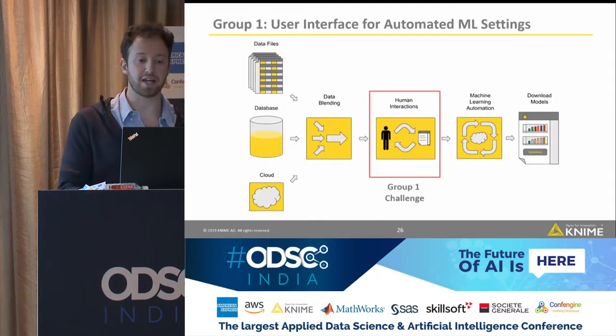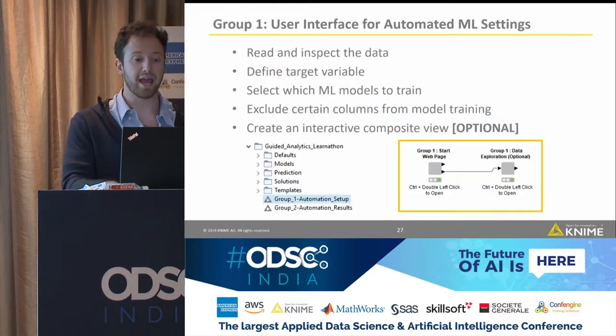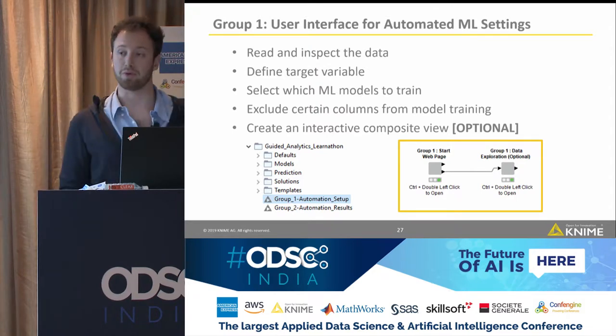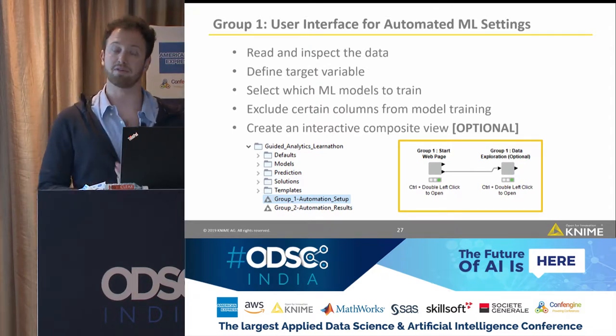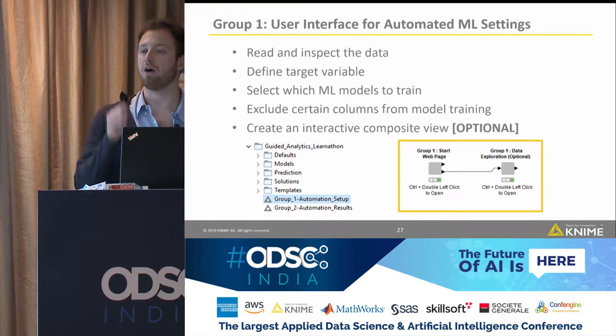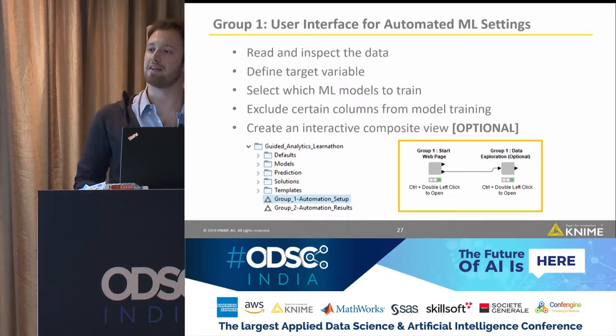Group one challenge then is about this part, right? The part that comes before the whole automation. And this part is about creating an interface that is able to read the data, to select the target variables, to select the machine learning models that we want to train, and to exclude certain columns from model training. So if you're not really confident on what comes out of a machine learning process and you want to just be friendly with creating such a user interface, you can look into it.